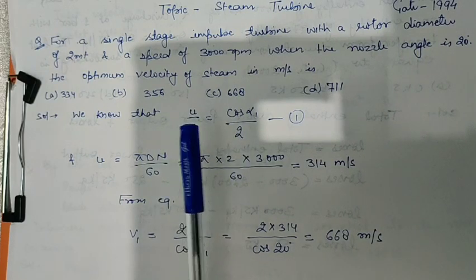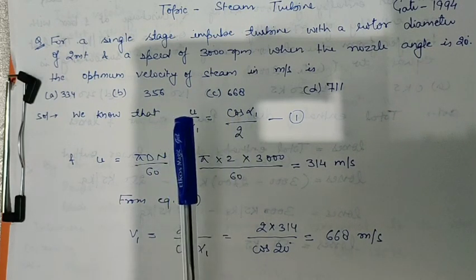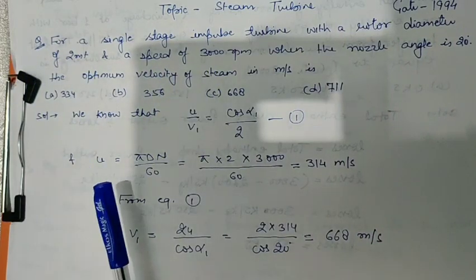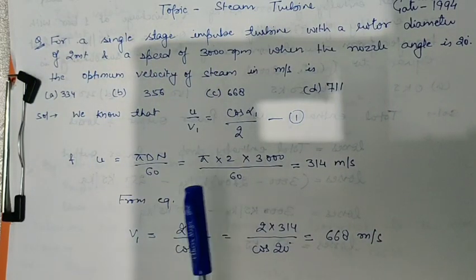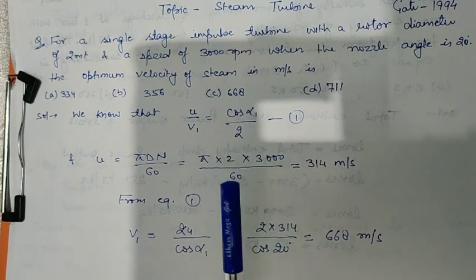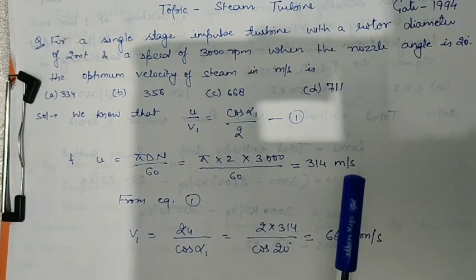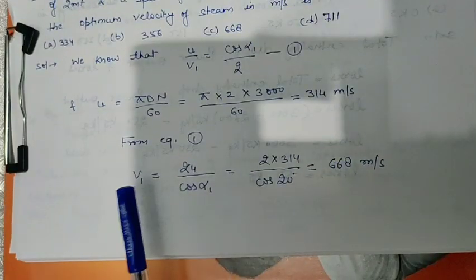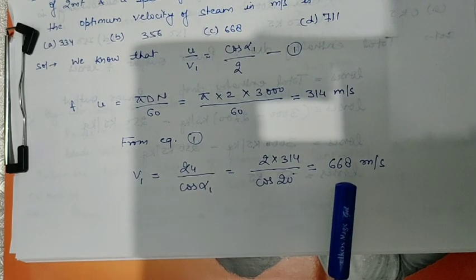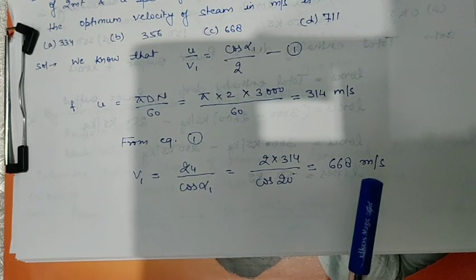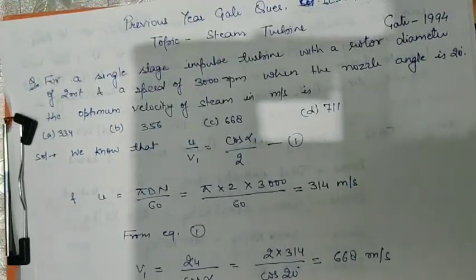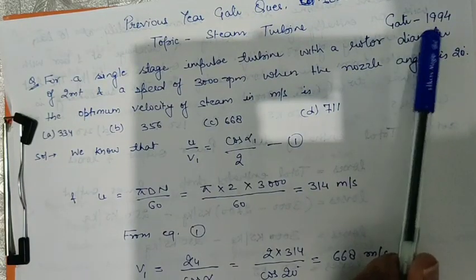So in this question, alpha is known to us, U is not known to us, and V1 is not known to us. U can be calculated because diameter and RPM is given to you. So U is equal to pi DN by 60, which is pi into 2 into 3000 divided by 60. So U is 314 meter per second. Put the value of U in this equation, and we will get the value of V1. After calculation, V1 is 668 meter per second, and option C is correct. This is the question which came in GATE 1994.